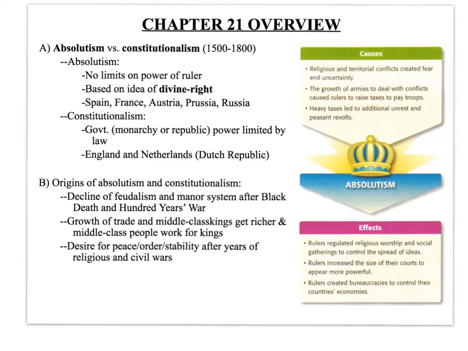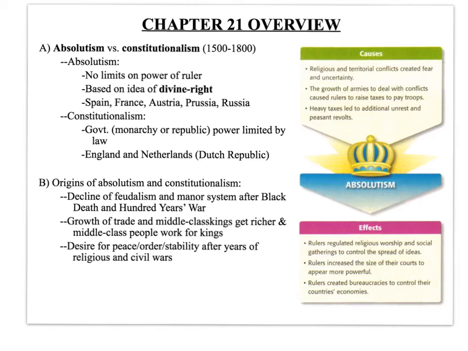So the growth of trade in the middle class means that kings were getting richer, and that middle class people were willing to pay money to the kings and give them more power in return for peace and stability, which would then help trade expand even further, right? If there's war going on like the Hundred Years' War, it's hard to safely trade goods from one place to another. But if there's a king with a lot of power who can establish order and stability, that's good for trade, and the merchants and middle class people like that.